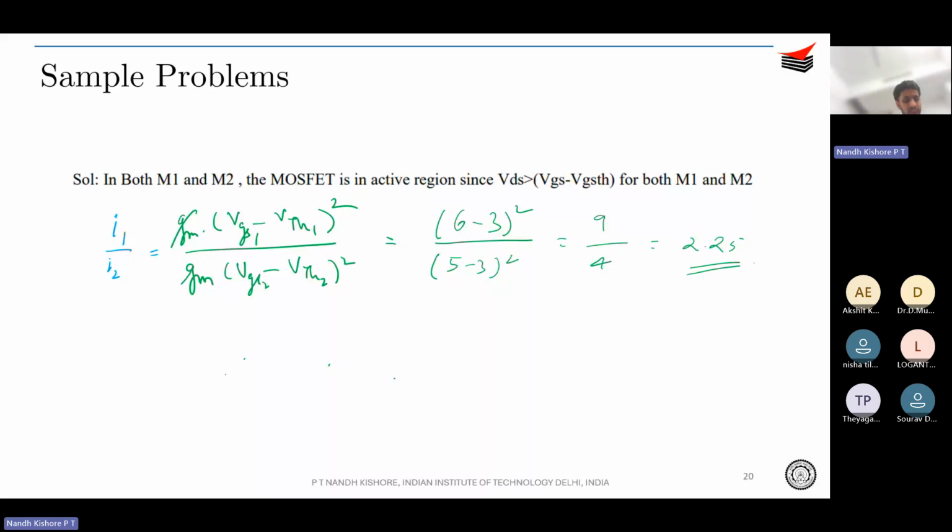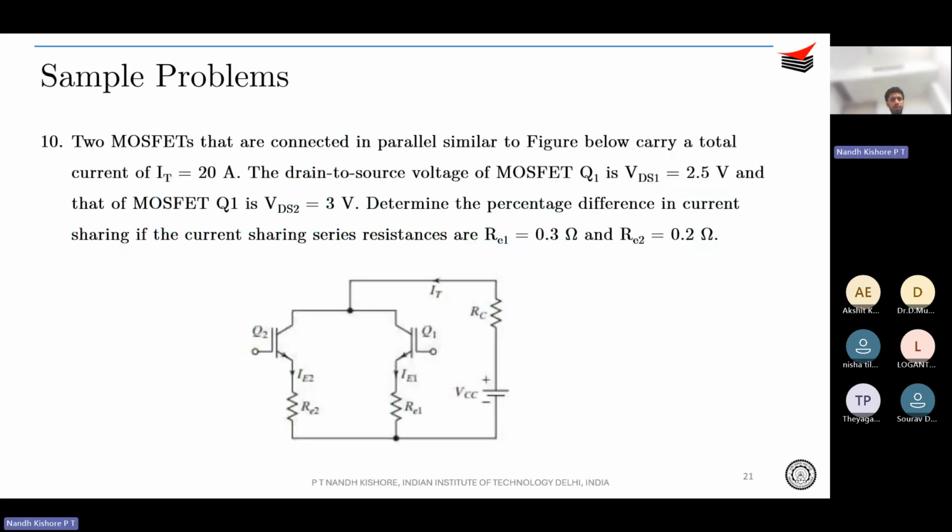Just identify the region of operation and apply the formula that you are aware of. That is what we have done, and again we obtained 2.25. Okay, so we will move over to the next question.